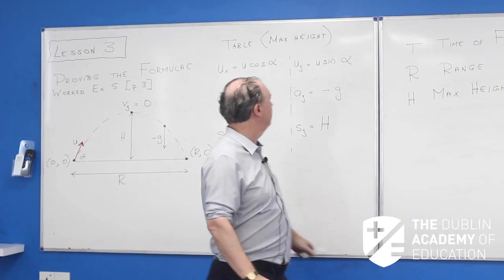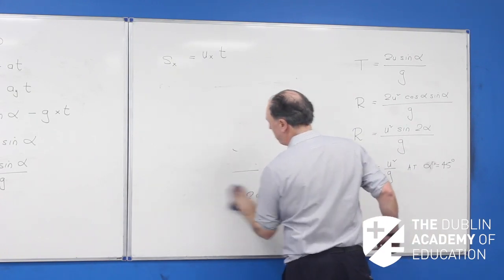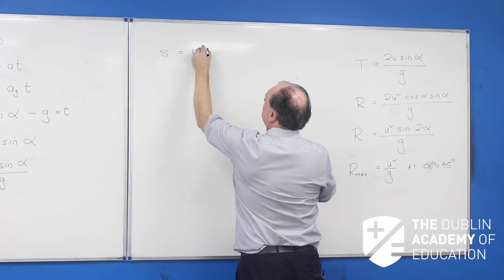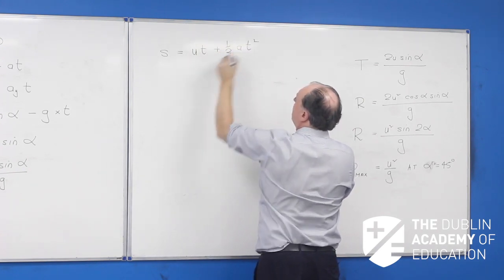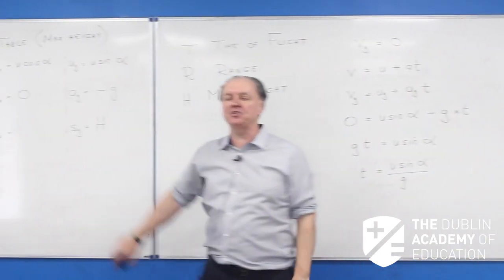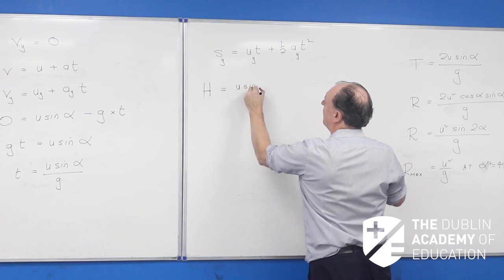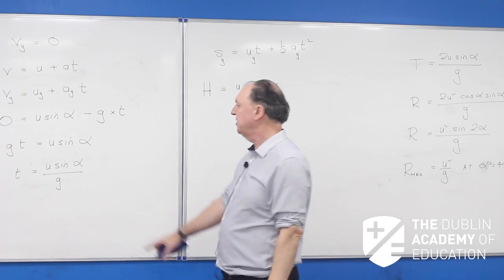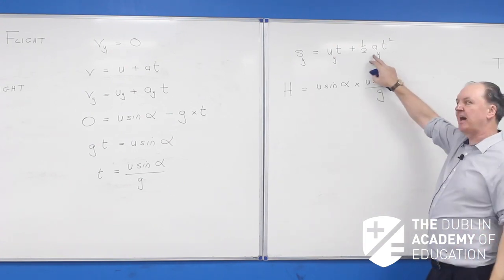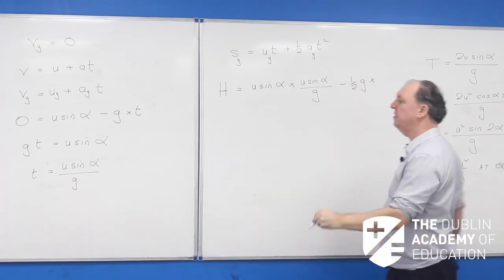Now that I know the time it takes to reach the maximum height, I'm now going to use my SY equation. So S equals UT plus a half AT squared. And I'm going to apply that in the Y direction. Well, what's SY? It is capital H, isn't it? UY, U sine alpha, times the time it took to reach the maximum height, U sine alpha divided by G, plus a half AY, that's minus a half G, by T squared. That time there, all squared.